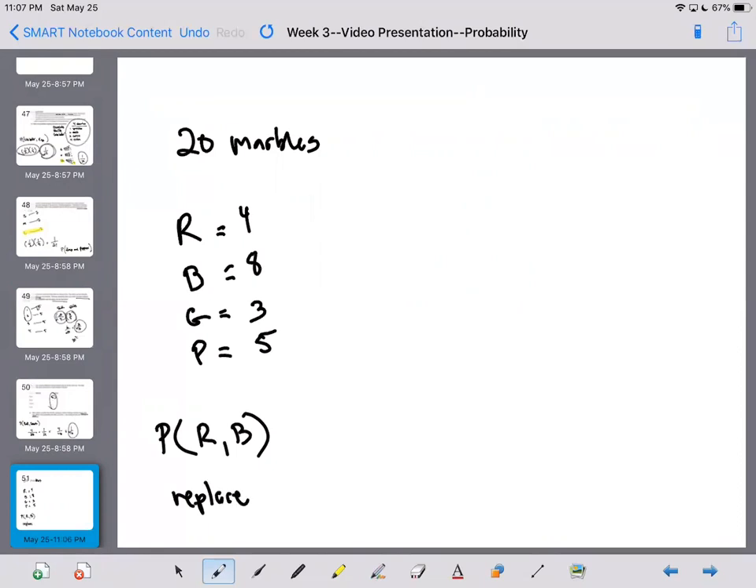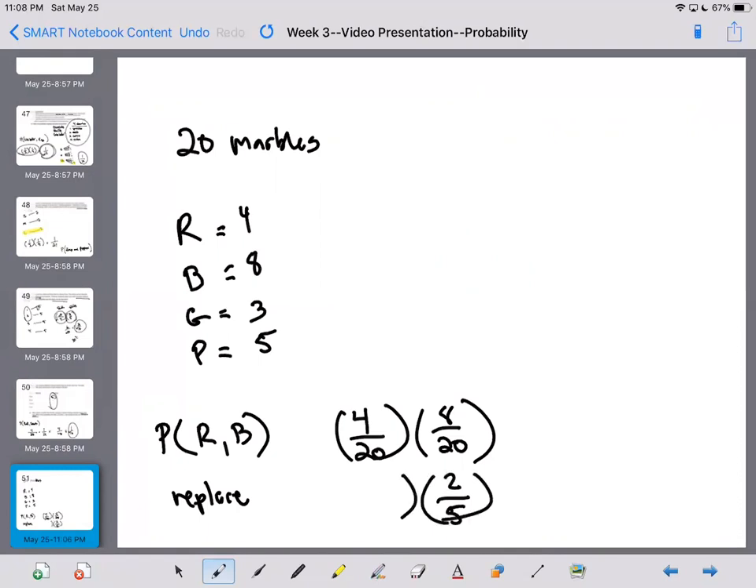So what's the probability of choosing a red marble? Well, that will be 4 out of 20. And then what's the probability of getting a blue marble? Well, that would be 8 out of 20. That's if you replaced it. You chose out of the bag, probability of getting a red is 4 out of 20. Put the marble back in, what's the probability of then choosing the blue one? It would be 8 out of 20. Well, 4 out of 20 and 8 out of 20, both are divisible by 4. So this would be 1/5 and this would be 2/5. So 2/25 would be the probability if you did replacement.